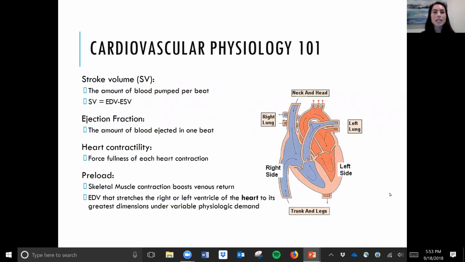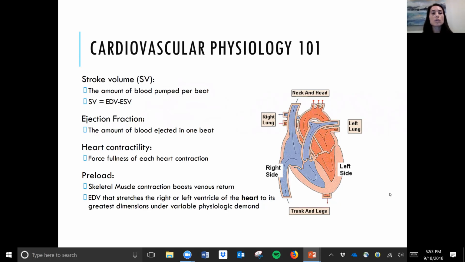So let's go ahead and start with a review of what our cardiovascular system looks like and what it does. If you remember, there are multiple things that go into it. Stroke volume is essentially the amount of blood that goes through your heart in one beat, right? So if you look at that heart diagram, stroke volume is the blood pumped through the heart in one beat.